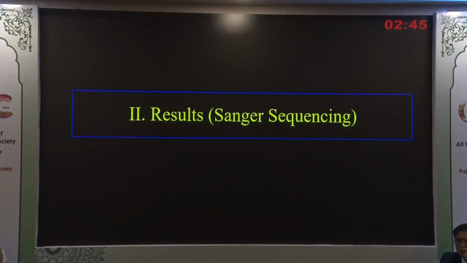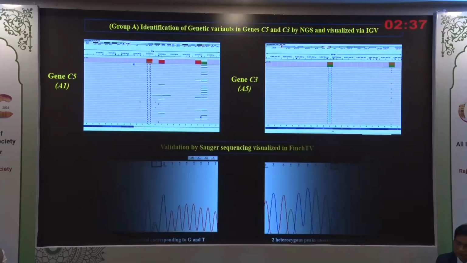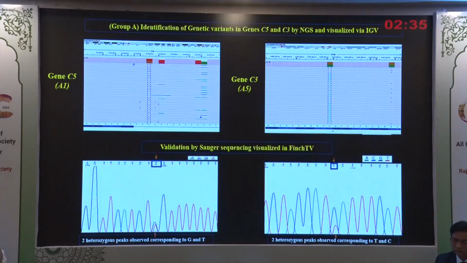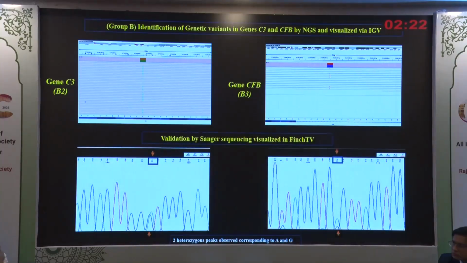Coming to the second part of our results, Sanger sequencing. These are the genetic variants in genes C5 and C3 detected by NGS in patient numbers A1 and A5, validated by Sanger sequencing showing 2 heterozygous peaks corresponding to G and T in the first patient and T and C in the other. In group B, the genetic variants identified in genes C3 and CFB in patient numbers 2 and 3 were validated by Sanger sequencing showing heterozygous peaks corresponding to A and G.